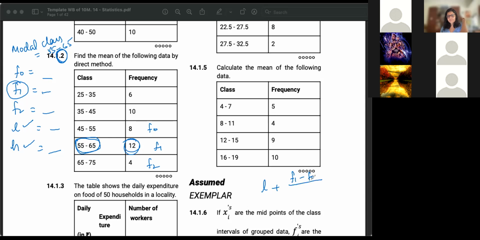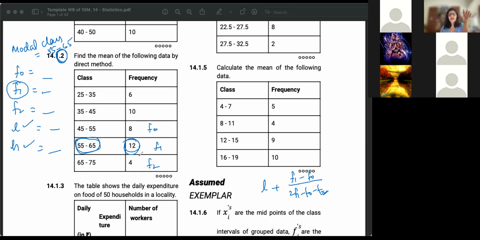If the modal class is the last class, like if 65 to 75 was the modal class, then what would be put for the F2, the succeeding class? That'll become 0 because there's nothing greater than that. And if 25 to 35 was the modal class, then the preceding class would be 0 as well, right? Yes. But you would not run into such situations when questions are designed.